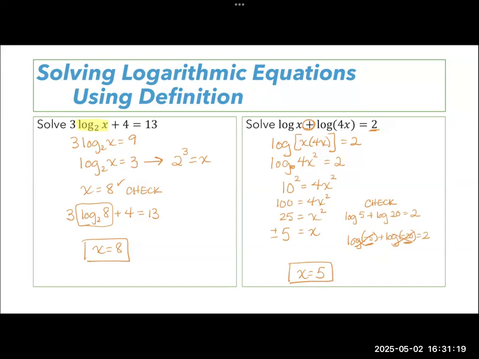Okay, so again, with exponential equations, you don't have to worry so much about those extraneous solutions because exponential functions have a domain of all real numbers. So any value of x will work. But with your logarithmic equations, because you have a restricted domain, you have to check your solutions to make sure they really are going to work in your equations.